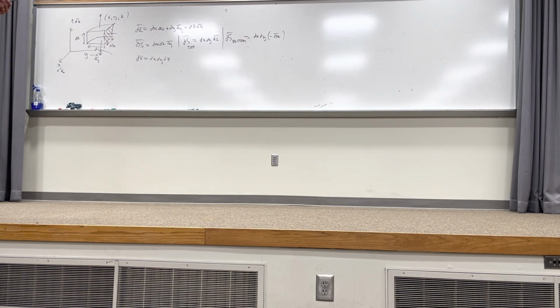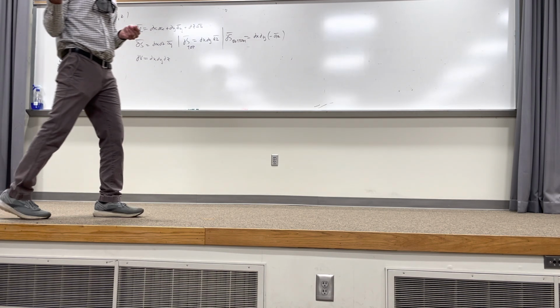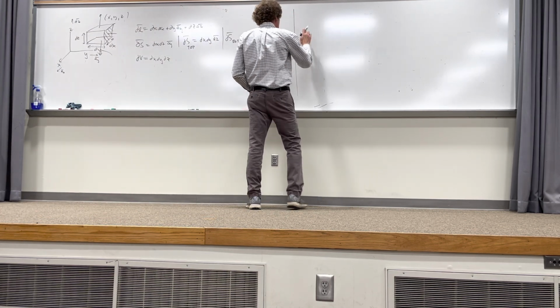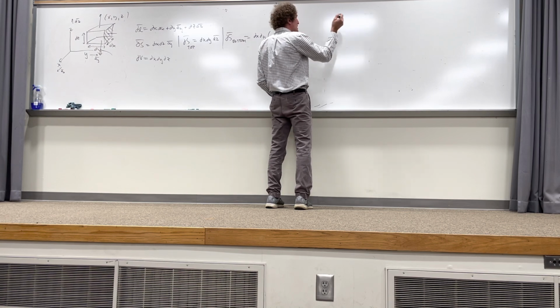You got differential length, differential volume, differential surface. That's it for Cartesian. It gets a little more complicated with cylindrical. You've had cylindrical coordinates, but you're not immersed in them. So let me just show you cylindrical coordinates. And you can just listen.